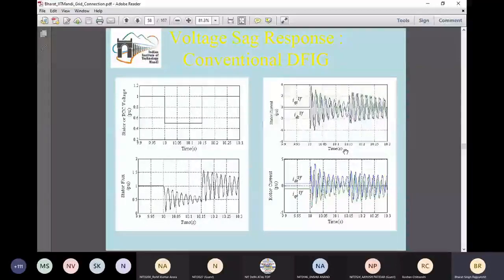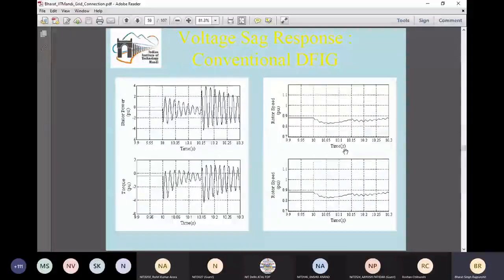And then we can also see in the results that different power quantities and torque also have oscillations. This is about the normal doubly-fed induction generator. When the simulation is performed, all protection circuits are disabled, so this is how we are able to observe the parameters.